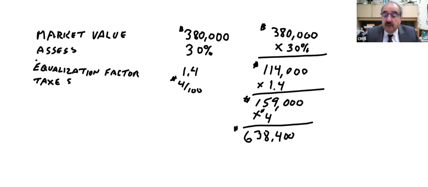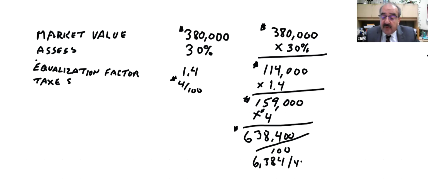Now, what I do with that, I divide this by 100, and the taxes come out to, let me go down a little bit and give myself some room. Okay. The taxes are going to equal $6,384 for the year. Now, that's what the taxes are for the year.